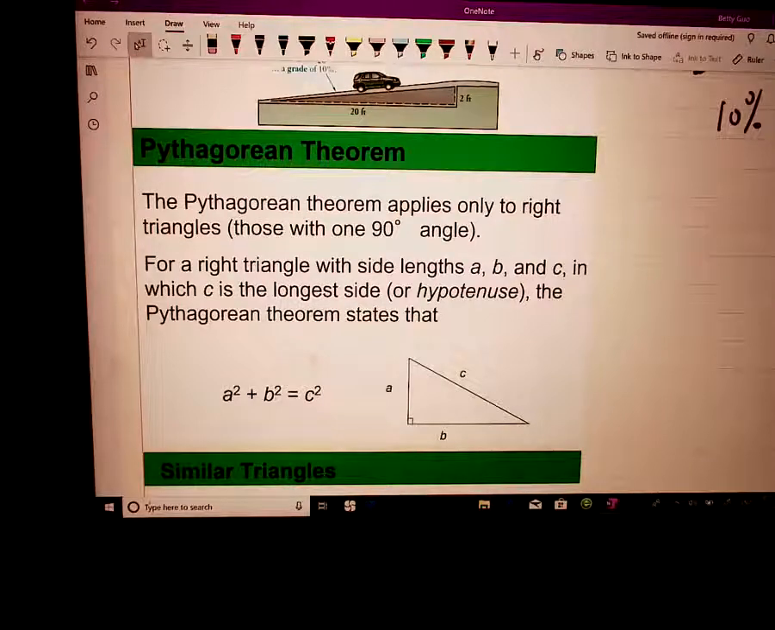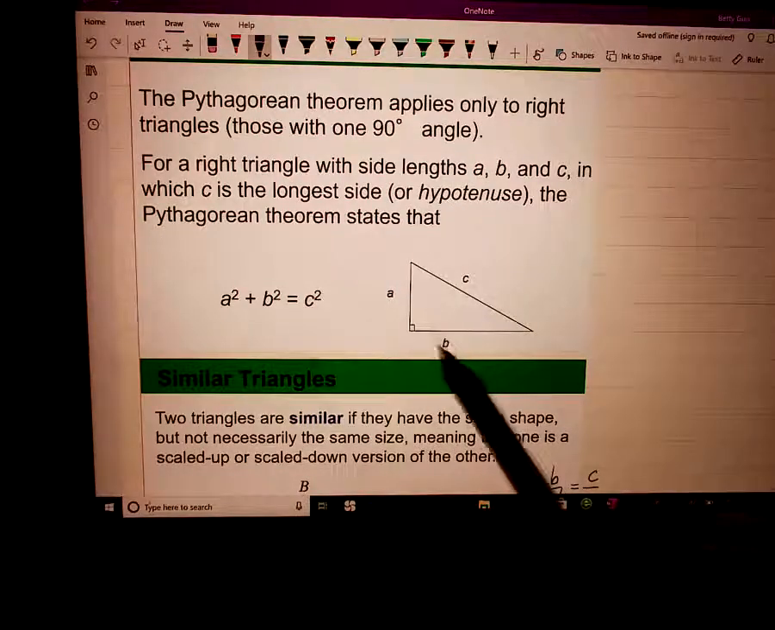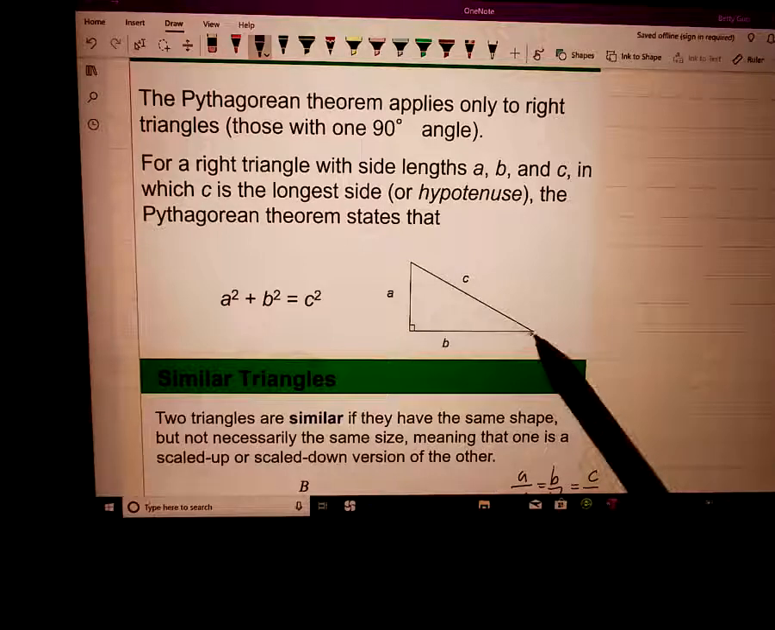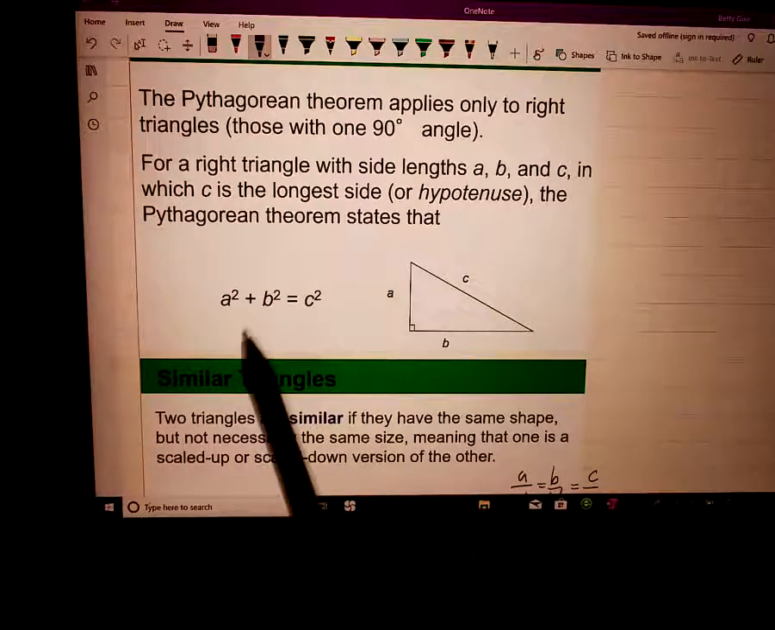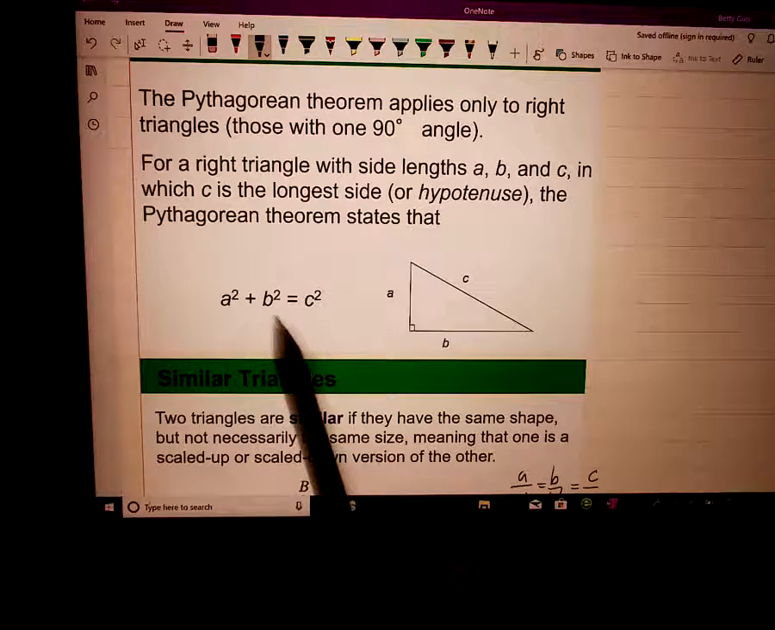Next topic, Pythagorean theorem. Let's say we have a right angle triangle. A and B are the lengths of the two legs, then C is the length of the hypotenuse. We know what the hypotenuse is. Then the three sides satisfy this equation: A squared plus B squared equals C squared. Very simple. I believe you know that already.